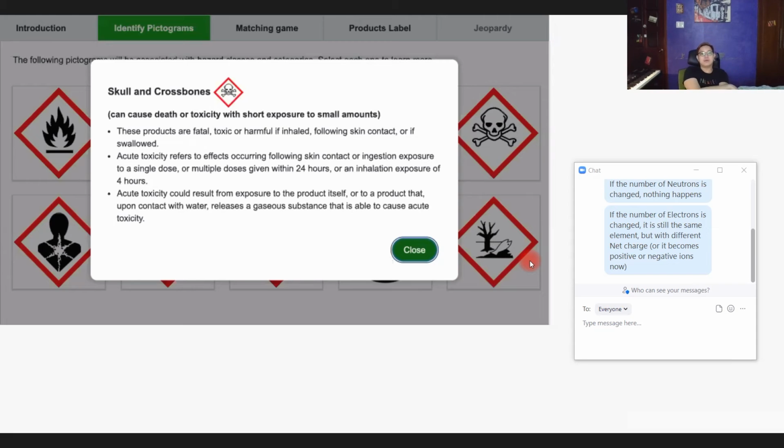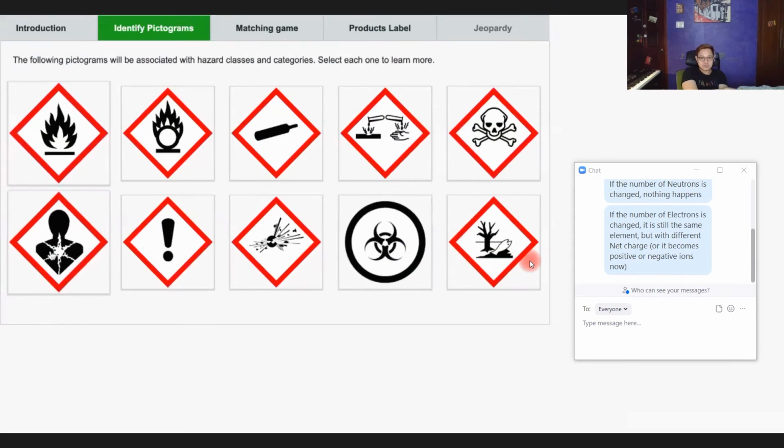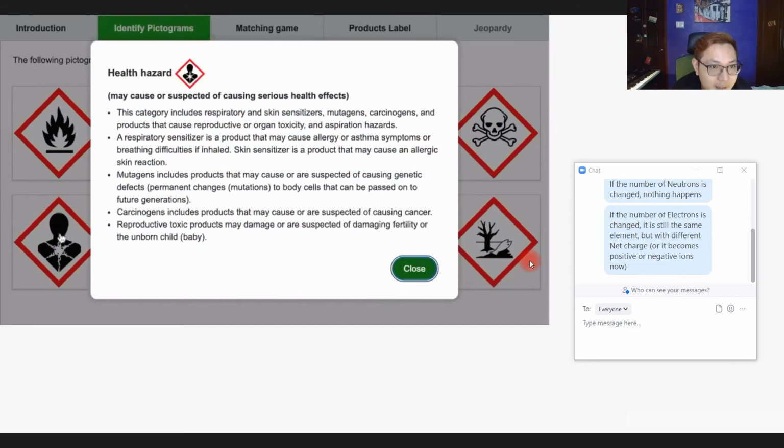Anyway, let's go on to the next symbol. Health hazard: may cause or is suspected of causing serious health effects. They only suspect it, which means they're not exactly sure. There's no real evidence for that. It's just like suspecting a crime. It has not been proven yet.